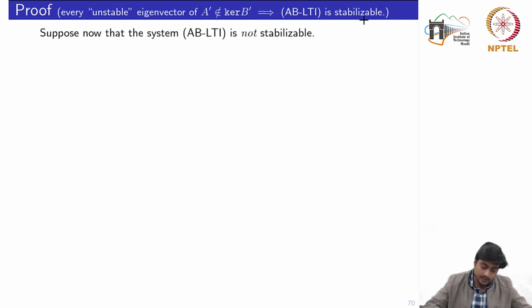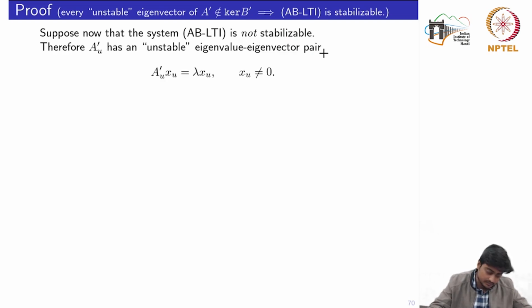Again, we will follow the negation approach. Suppose now that the system is not stabilizable, so we want to prove that there is an unstable eigenvector of A transpose which belongs to the kernel of B transpose. Okay, so suppose that the system AB is not stabilizable. So therefore, what we had seen in the last part of the result, that AU transpose has an unstable eigenvalue eigenvector pair which satisfies this one, being xu not equal to 0.